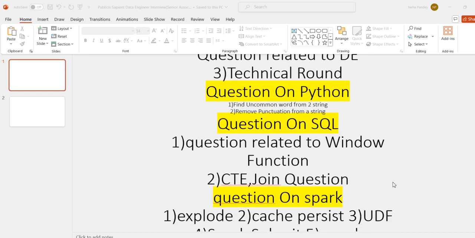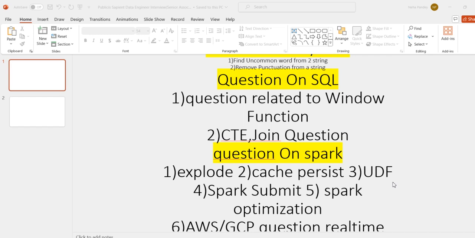Then they came to Spark. In Spark, they focused on intermediate level concepts. What is the explode function? How do we write it? Write a code snippet for that. What is cache? What is persist? How are we using them? How are we optimizing based on cache and persist? Why are we storing the intermediate result? What is the use of cache and persist?